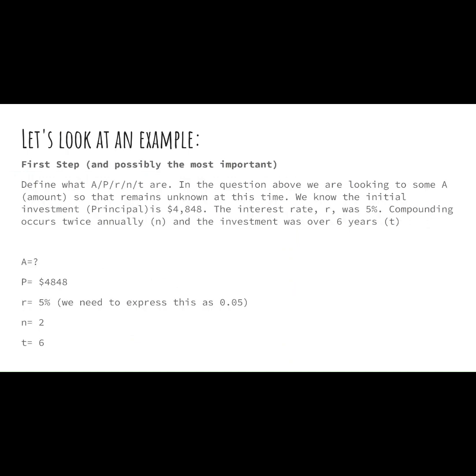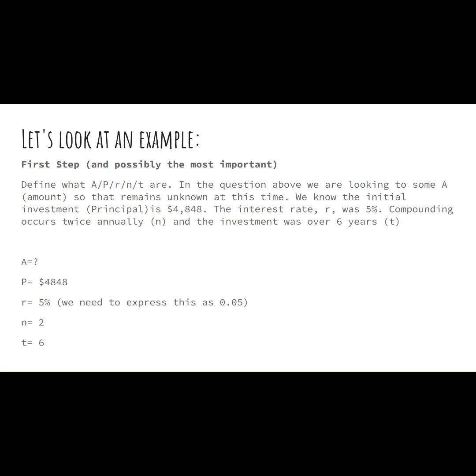So let's have a look at what we can do. First step, we're going to define. We know the principal, the amount invested was 4,848. So we know what P is. The interest rate was 5%, and as you can see down there, R equals 5%. We need to express this as 0.05. We have to express it as decimals, not as a percentage. Compounding occurs twice annually, so N equals 2. You're going to start to see language like this, twice annually. Annually, if you're unaware, means over the course of a year. So if it said it compounds quarterly, there are 4 quarters in a year, so quarterly is going to be 4.